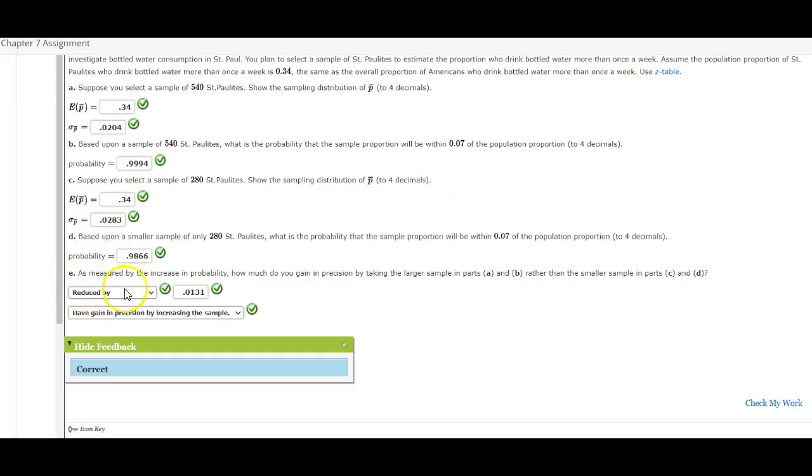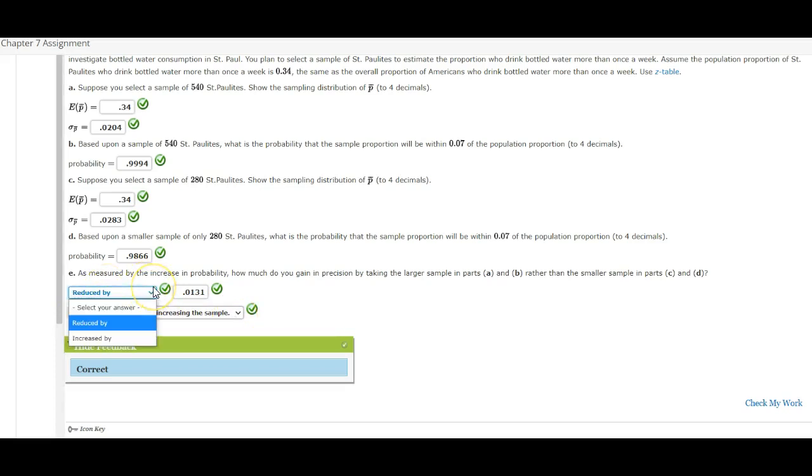Part E is a bit difficult because of the wording, as measured by an increase in probability. How much do you gain in precision by taking a larger sample in parts A and B rather than a smaller sample in C and D? Now you would think, and all you're doing is taking the difference between this 0.9994 and 0.9866. You would consider that to be an increase in precision, which is what the second box indicates.